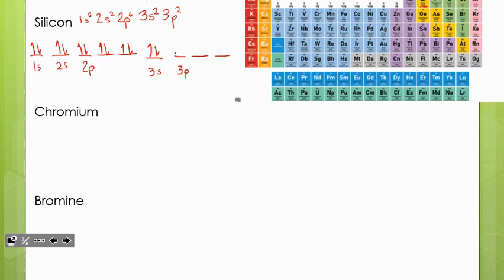And again, we've got our 3-seat car. They're not going to sit on somebody's lap here until all of these seats are filled. So that's silicon. The next one we're going to do is chromium, which is right here.